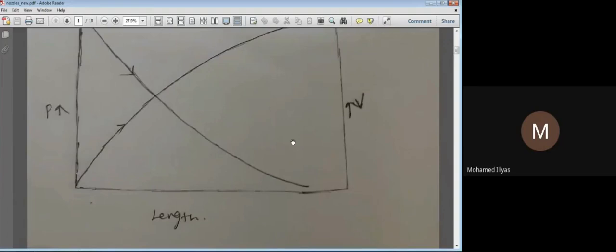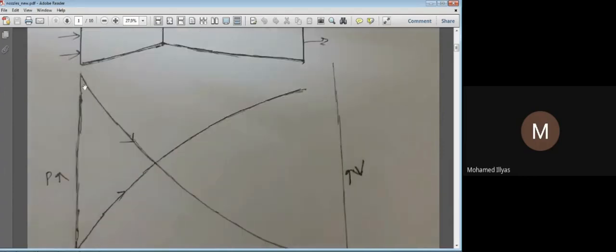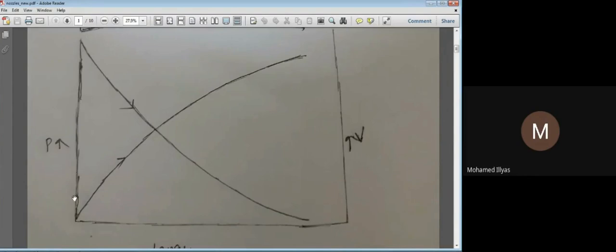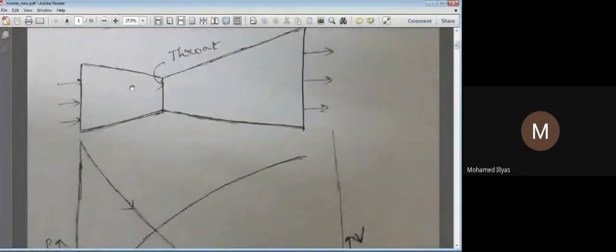This is the plot representing the variation of pressure and velocity along the length of the nozzle. If I allow the fluid to expand through this nozzle, this is the curve of pressure. There is a continuous decrease in pressure here and a corresponding gain in velocity here. In this way, we get an increase in velocity when the fluid is allowed to expand through a nozzle. Such a device is generally used in our steam power plants.